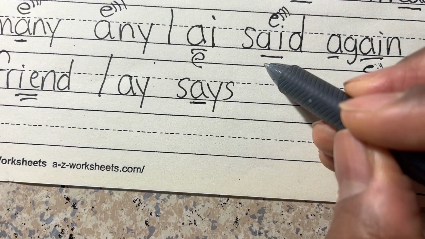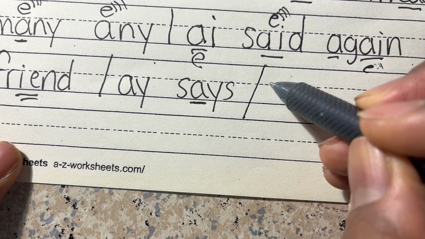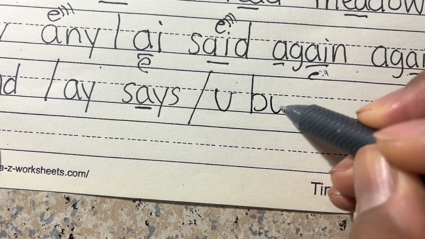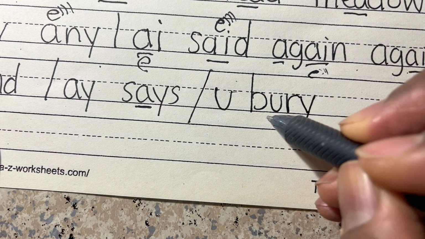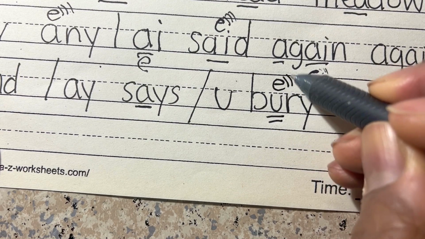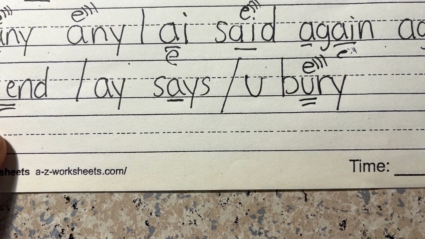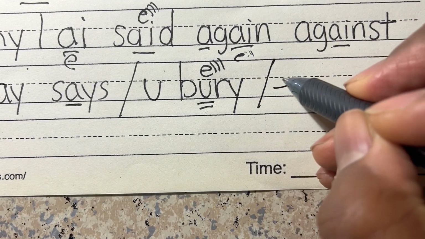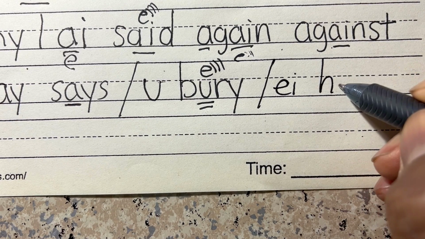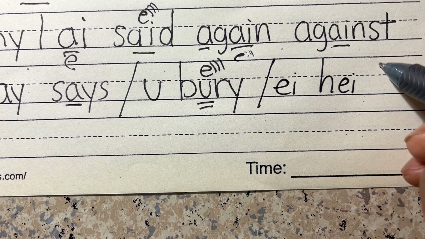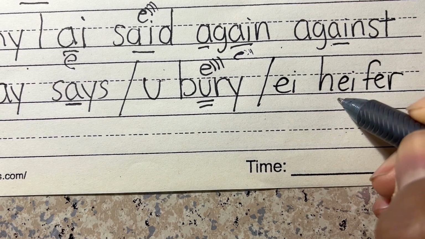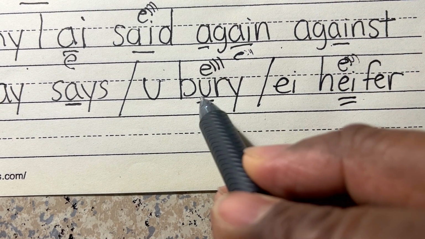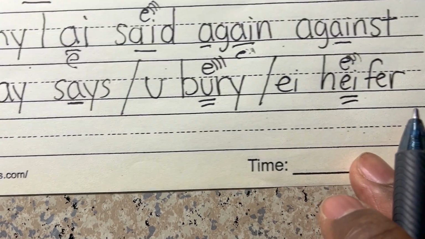And then let's go. Okay, so we have a U. Now watch this. Berry. Okay. And then EI. Heifer, which is a female cow. Heifer, same as berry, heifer. There you go.